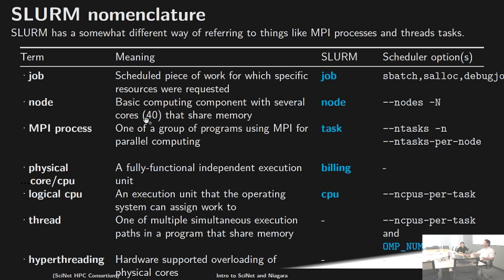But when you have an MPI application, if you want a bunch of MPI tasks that work together, I would call that an MPI process. If you're using MPI, that's what you're used to. Slurm calls that a task. And it matters because when you're asking for resources, you have to say how many tasks you want, either total tasks or tasks per node.